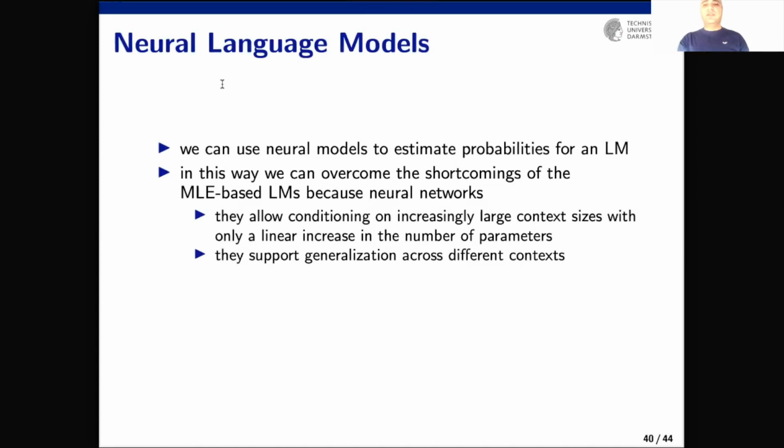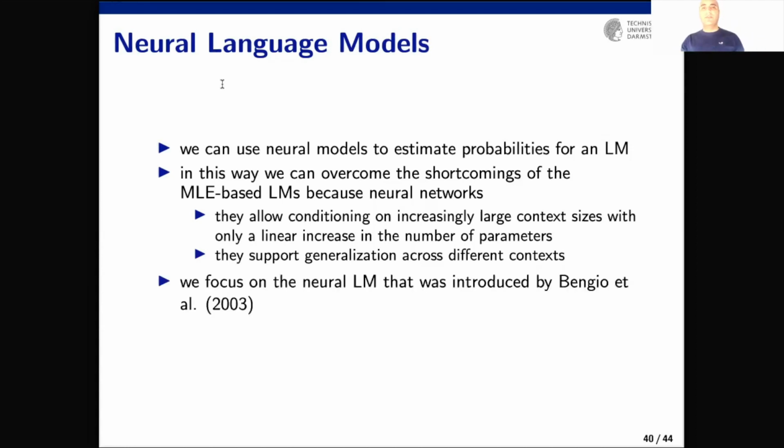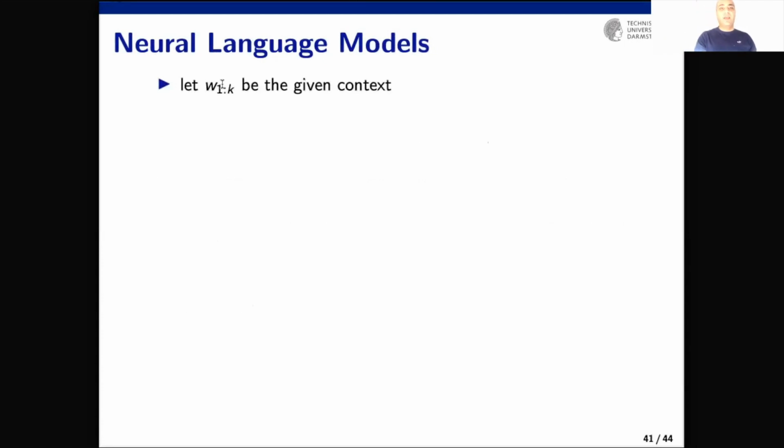And they support generalization across different contexts. So if you have blue card, black card, you know that blue and black are colored. So red is also a color. So they are semantically related. So red color should also have high probability. So we focus on the neural language model that was introduced by Bengio and colleagues in 2003.